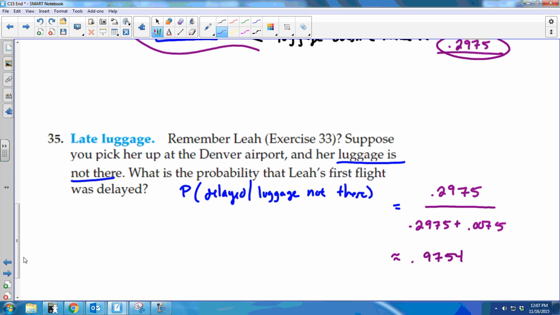If you do that, you get 0.9754. So in this case, again, they gave you a condition that works opposite of what you had in the tree. You could still use the numbers from the tree, but you'd have to work backwards and use the formula.